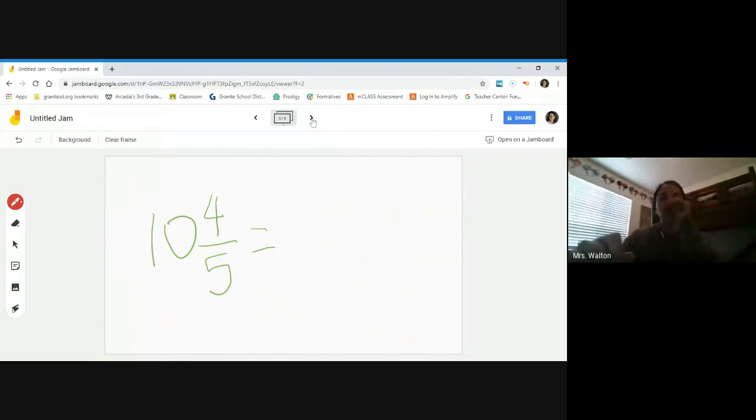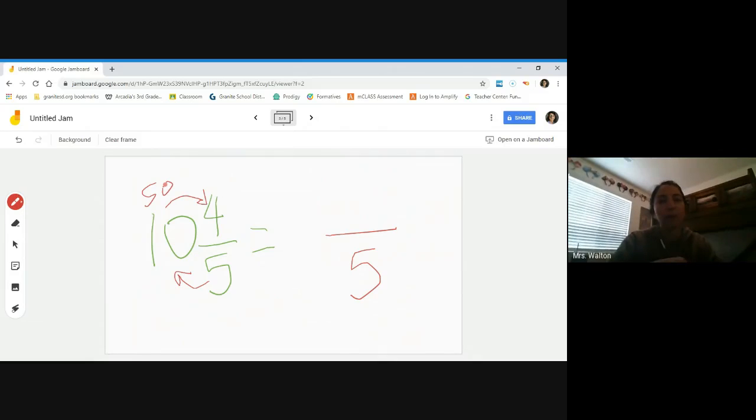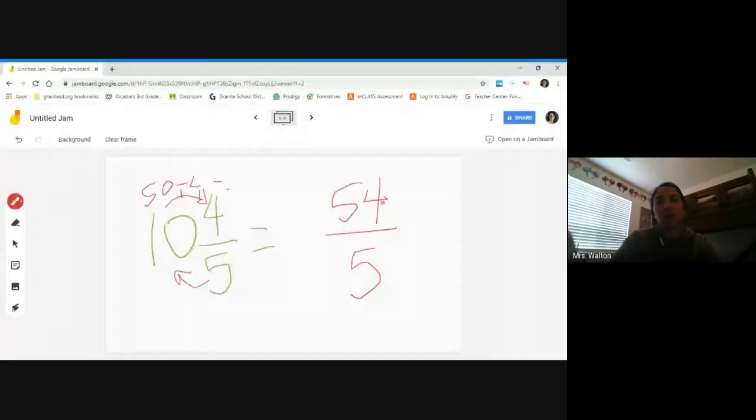So let's take a look at this problem here. We've got 10 4/5, and we're trying to make it into an improper fraction. Right away, I know that my denominator is going to be 5. Done, got that. Now I just have to find my numerator, and you do your circle. 5 times 10 plus 4. 5 times 10 is 50, plus 4 is 54. So our answer is 54/5, our improper fraction.